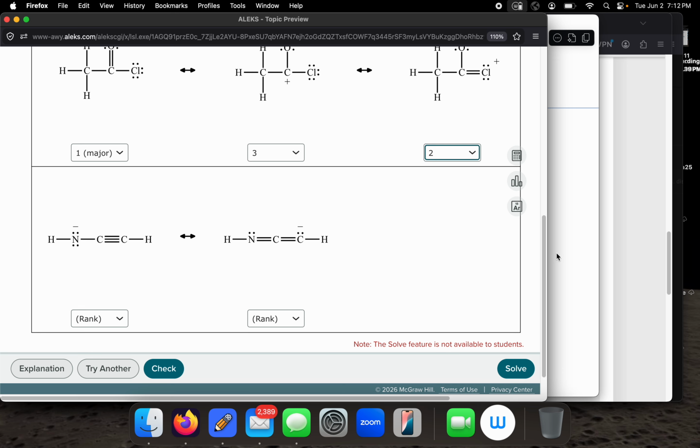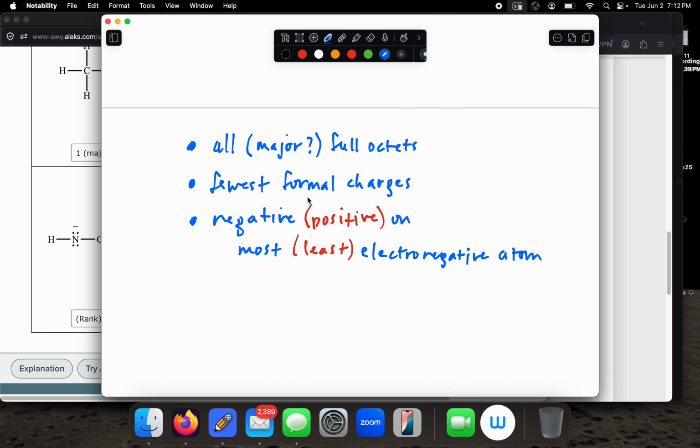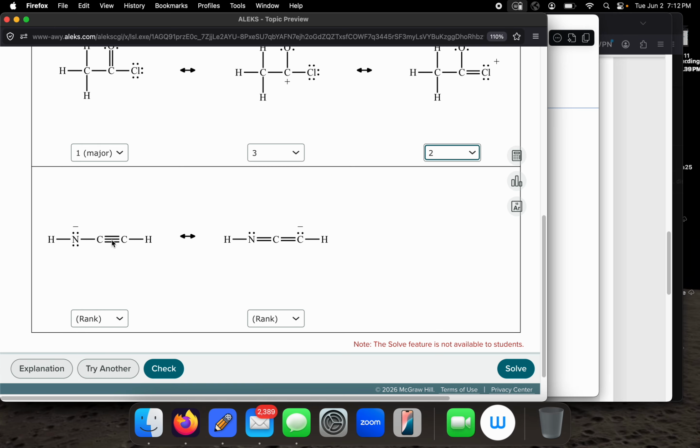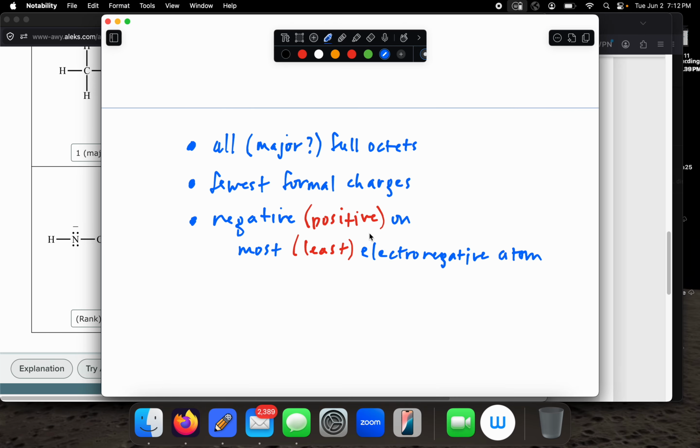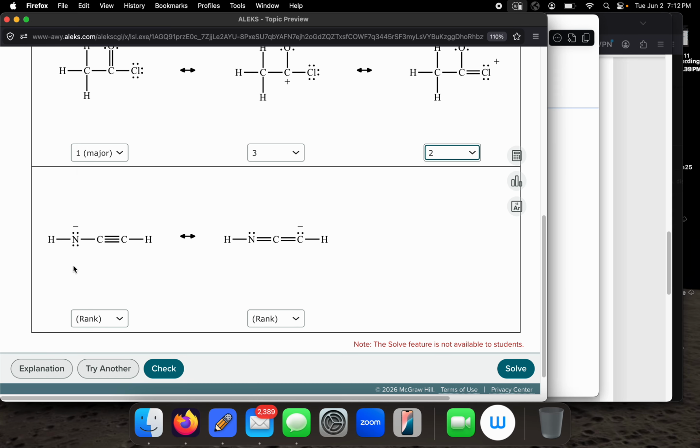So the first rule is, these are equal according to the first rule. Second one is fewest formal charges. This has a negative, and that also has a negative. So they're equal as far as that goes. The third rule, though, is that the negative wants to be on the most electronegative atom, and that it is over here. That's going to be the major, and that's going to be the not major.